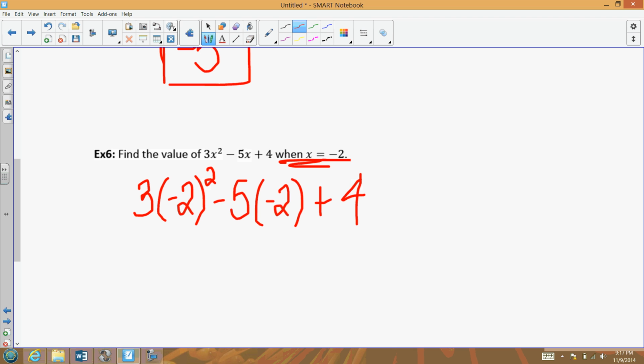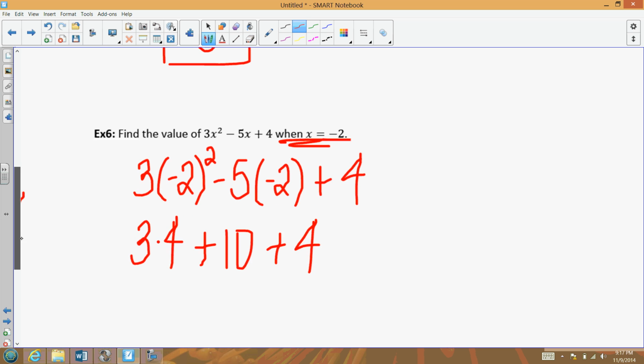So when I simplify this, the negative 2 is the only thing that's getting squared because the negative 2 is in parentheses. So it's the negative 2 that's being squared. And remember, it's negative times negative, which means it's a positive. So it's going to end up being 3 times 4 because when you square the negative 2, you'll get 4. Here we have negative 5 times negative 2 is going to be plus 10. And then plus 4.